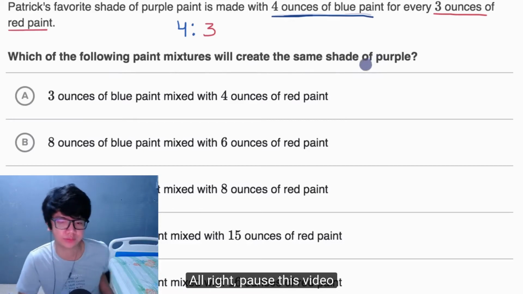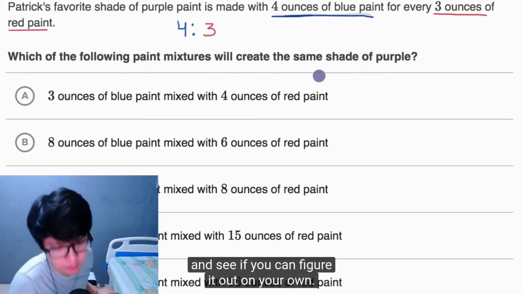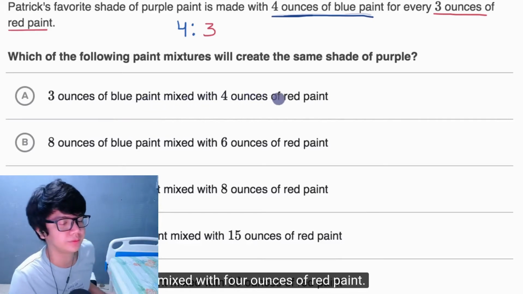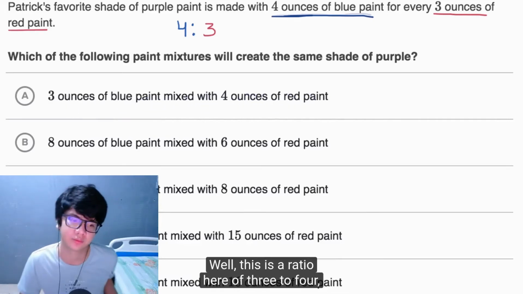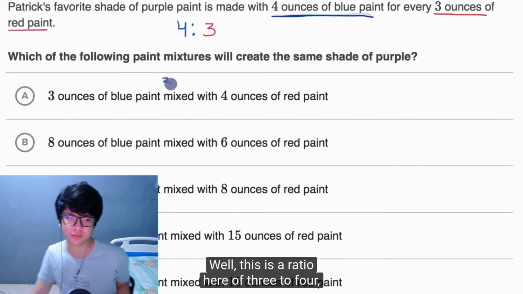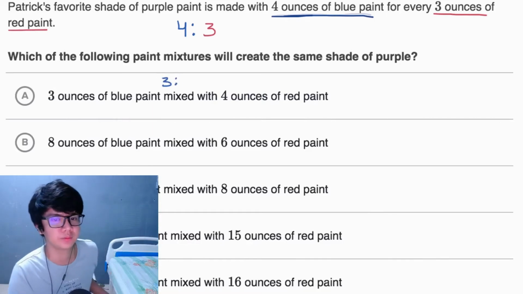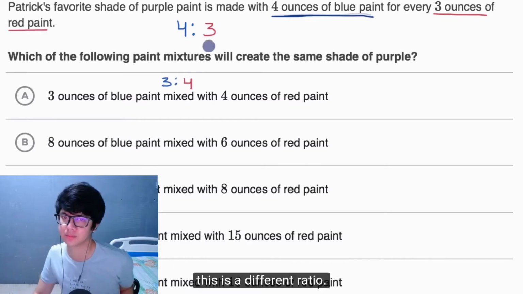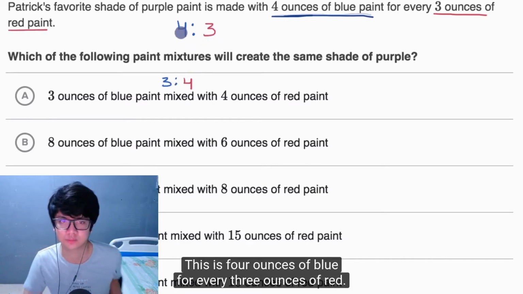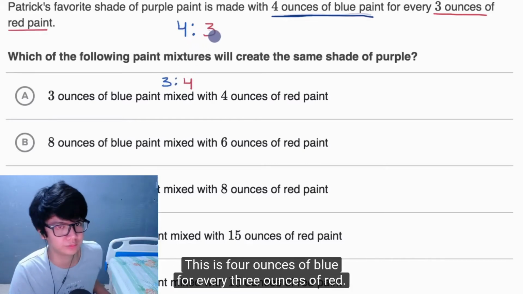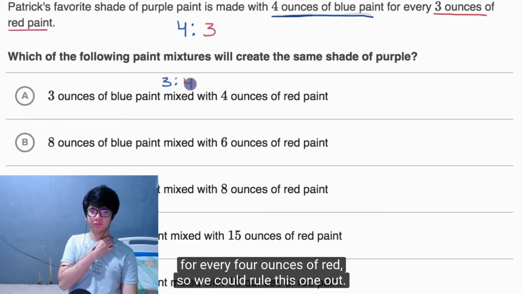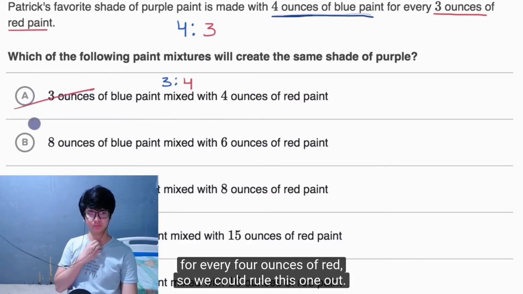All right, pause this video and see if you can figure it out on your own. Choice B: 3 ounces of blue paint mixed with 4 ounces of red paint. Well, this is a ratio of 3 to 4. Even though it's dealing with the same numbers, this is a different ratio. The order matters. This is 4 ounces of blue for every 3 ounces of red. This is saying 3 ounces of blue for every 4 ounces of red. So we could rule this one out.